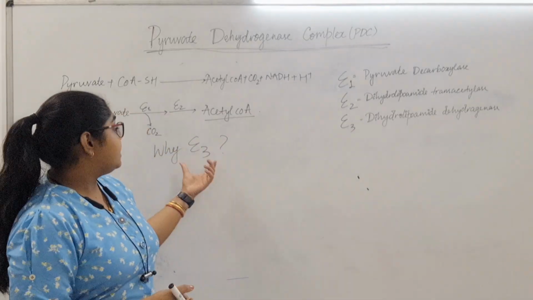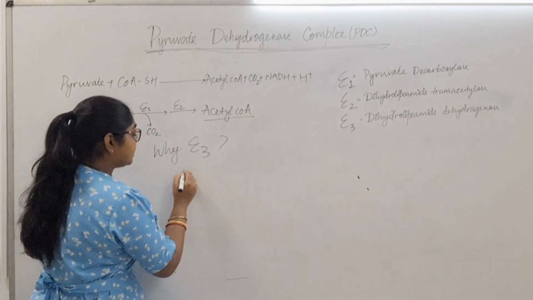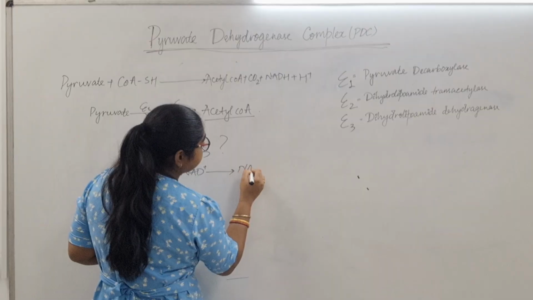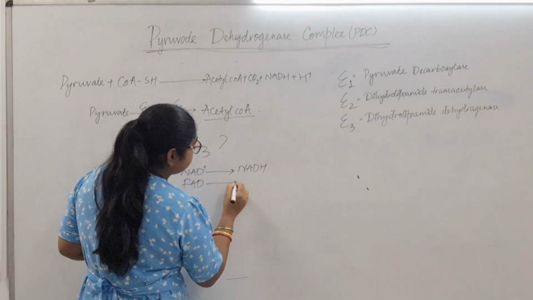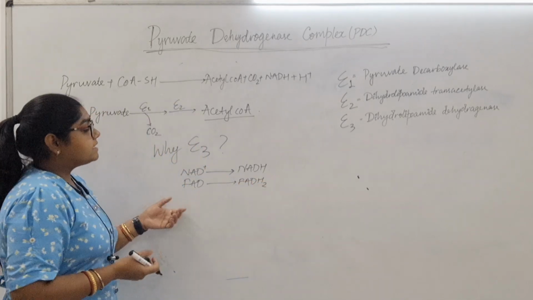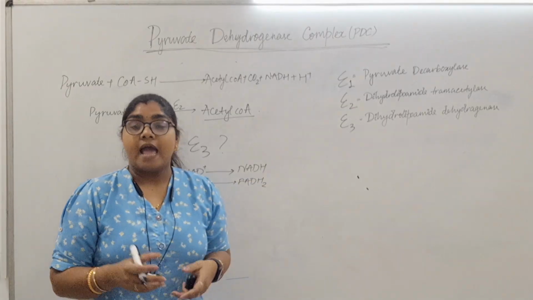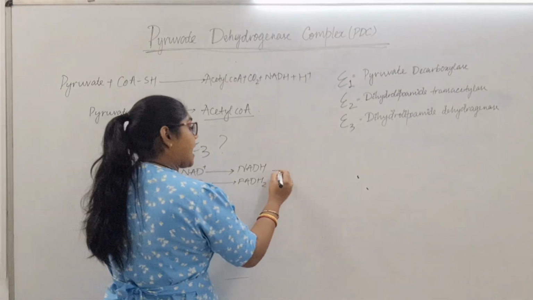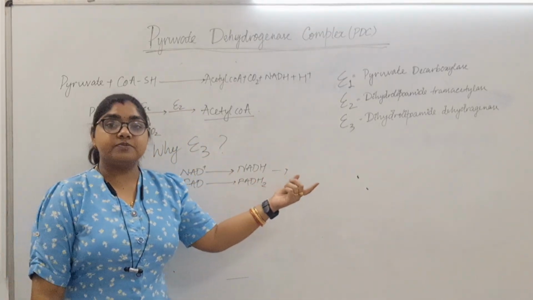Actually, E3 helps in reducing NAD plus to NADH and FAD to FADH. This NADH enters into the electron transport chain and couples with ATP synthesis to produce ATP and energy in the electron transport chain.